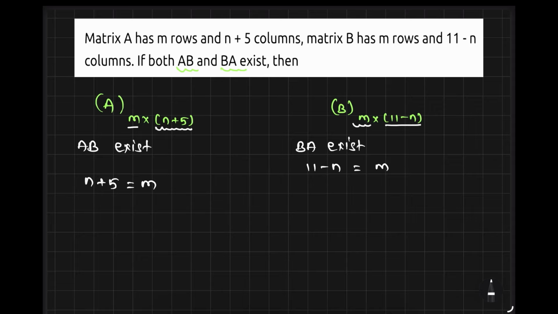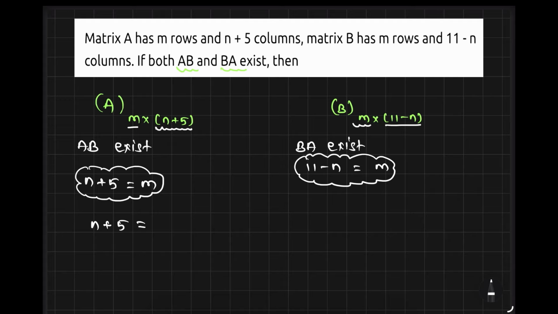So if you observe, you have to solve these two equations. First equation is this, second equation is this. Now, you know that m is equal to this, m is equal to this. So both are equal. So can I write n plus 5 is equal to 11 minus n? So can I write 2n equals 6, n equals 3. So we got n as 3.